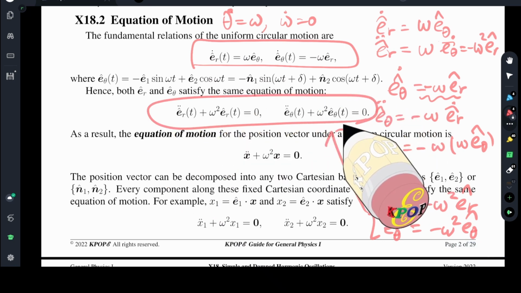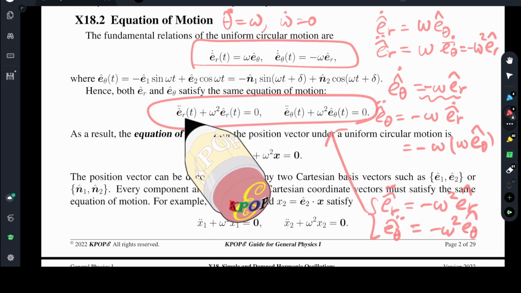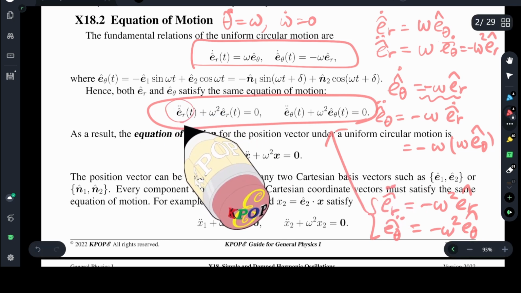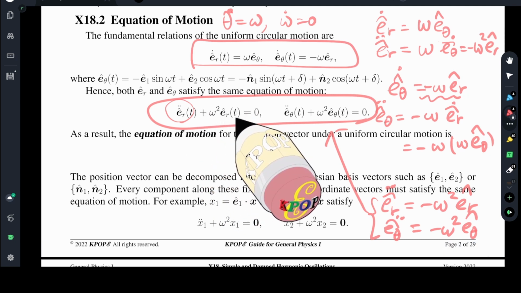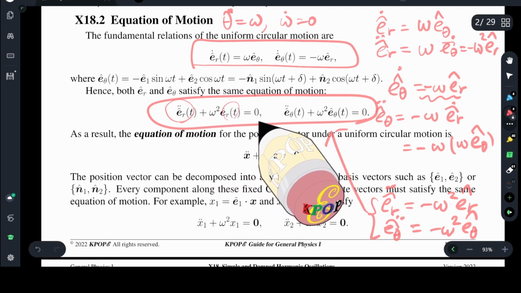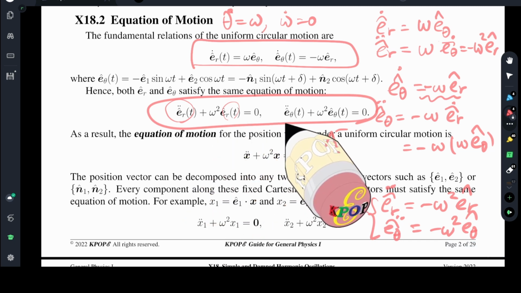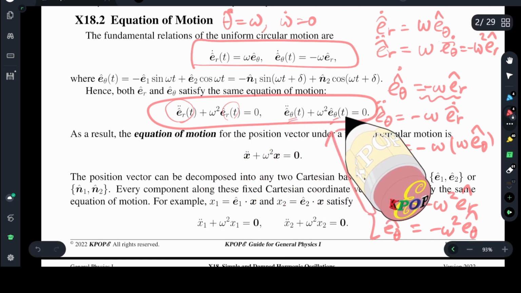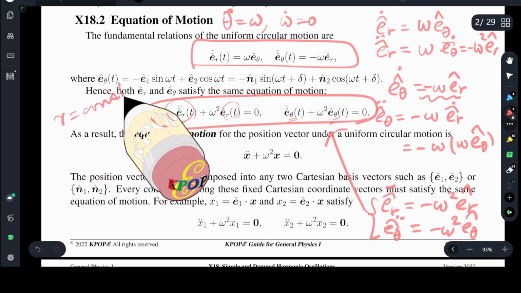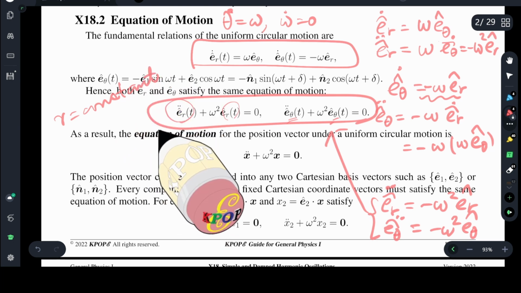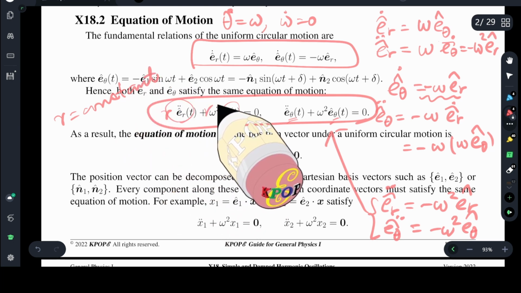This is a vector equation. The double time derivative of the radial vector plus omega squared times itself equals 0. That is also true for e theta hat. Because the radius r is constant in a uniform circular motion, I can multiply by r here.